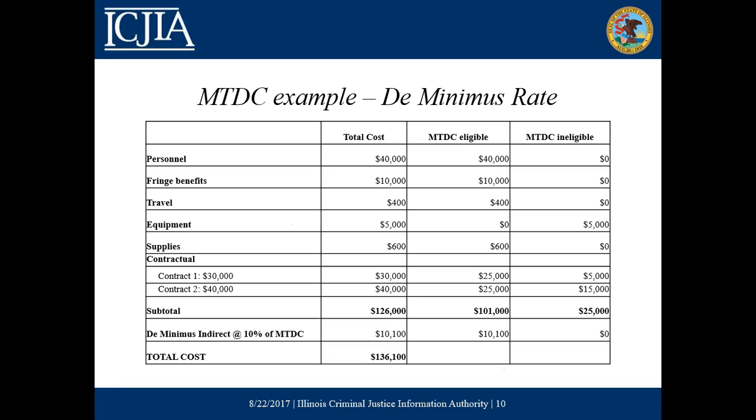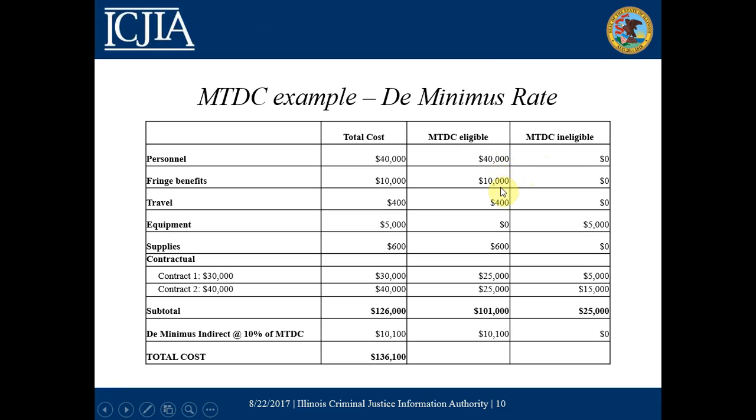So here are our budget categories. We've got $40,000 in personnel, $10,000 in fringe benefits, $400 in travel, equipment, supplies. We have 2 subcontracts under this agreement, one for $30,000, one for $40,000, for total costs, without our indirect, of $126,000. But not all of these costs are MTDC eligible.